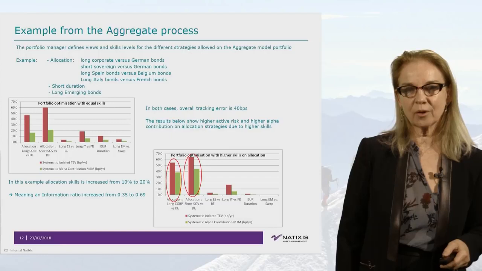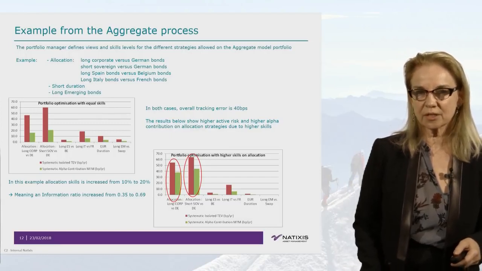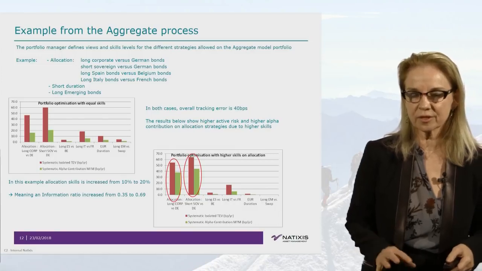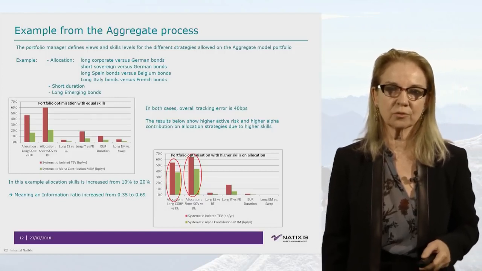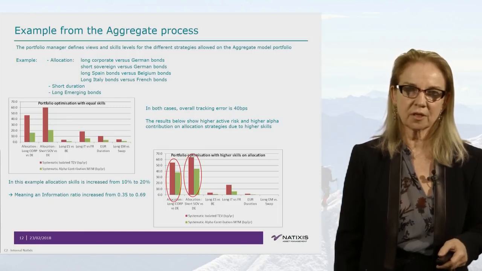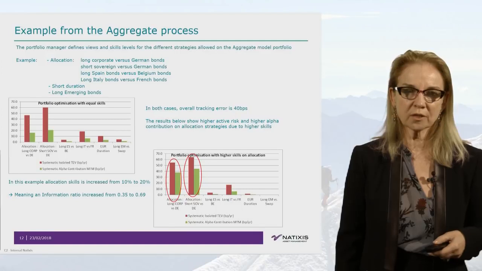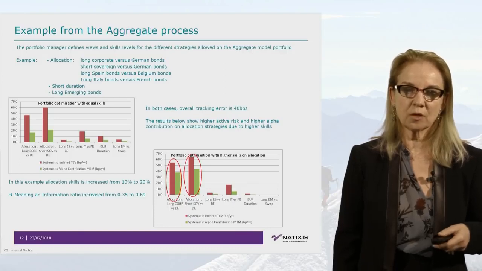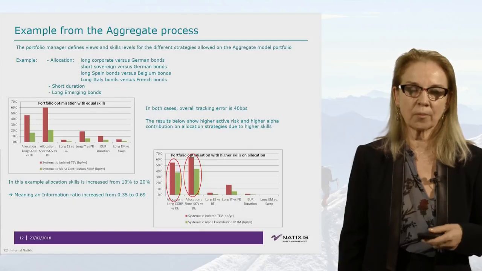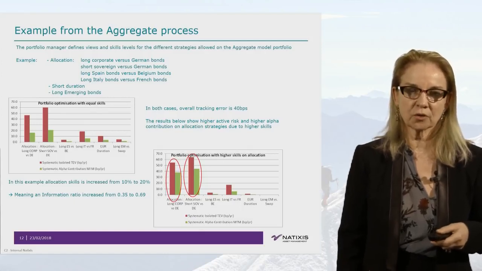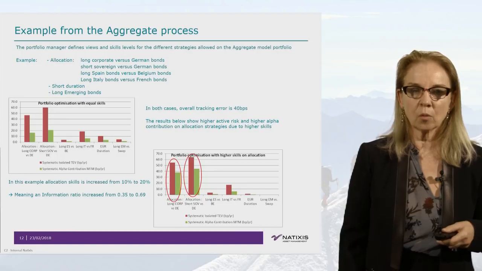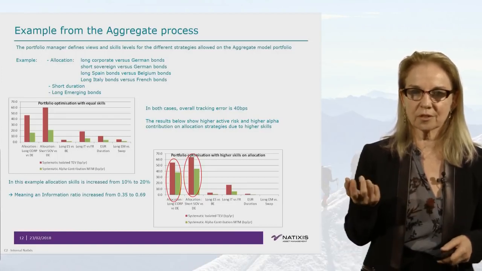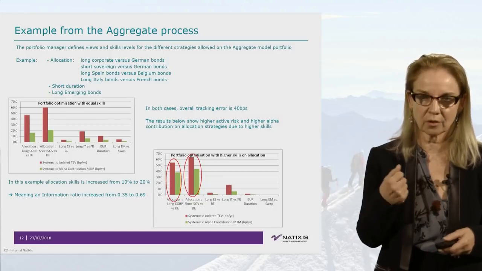Okay, I will give you an example of what we call the aggregate process. Aggregate means that you have an investment universe with interest rates and credits. In this example, the portfolio manager defines views for the different strategies. For instance, he has views on allocation. He wants to be long corporate versus German bonds. He wants to be short sovereign versus German bonds. He wants to be long Spain bonds versus Belgium and long Italy versus France. These are the allocation views, but he also wants to be short duration and long emerging bonds. Why is emerging bonds not allocation? Because emerging bonds don't belong to the benchmark, so it's a diversification strategy.